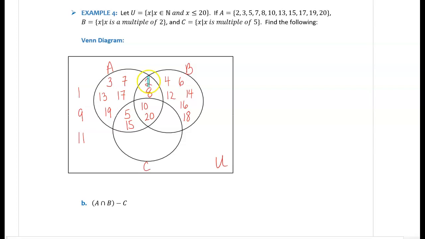Part B. I have retyped the problem and already put in the Venn diagram. A intersected with B, not C. So the elements that are remaining or in that region would be the elements 2 and 8.